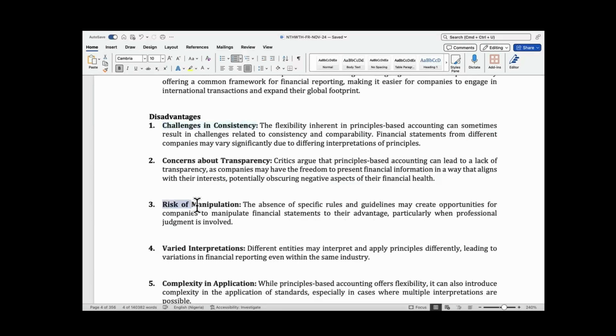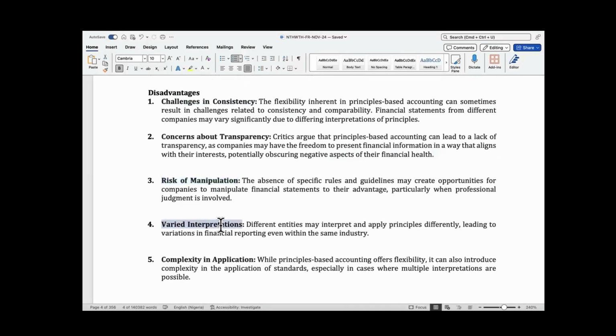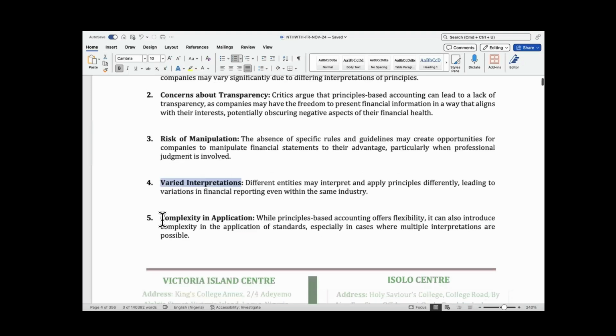Another one is the risk of manipulation. This one is similar to the earlier one. Professional judgments might not eventually be professional, and people might manipulate their financial statements. Also there is varied interpretation, people interpreting a principle in different ways. And also there is complexity in application. When you have interpretations that can be explained in multiple ways, it becomes difficult to apply.